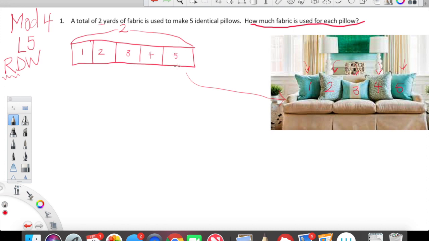this fabric. Okay, so our expression here is going to be 2 yards divided by 5, or 2 divided by 5. Well, we can do this in a few ways. You guys know that we can rewrite any division expression as a fraction. So 2/5, totally acceptable. Each pillow is going to use 2/5 of a yard of fabric. It's pretty straightforward. Let's go ahead and just do our check step.